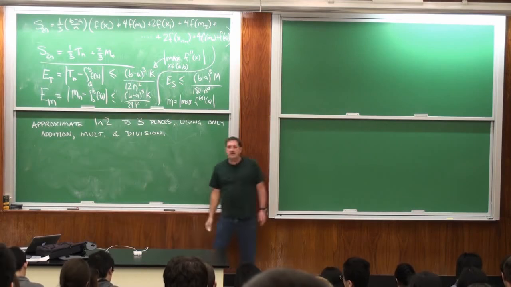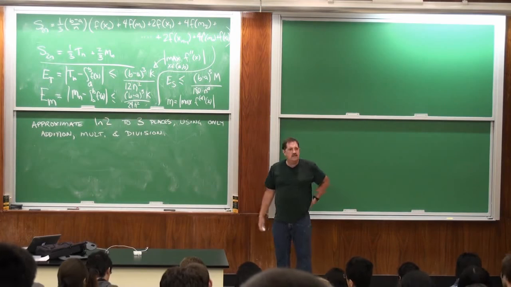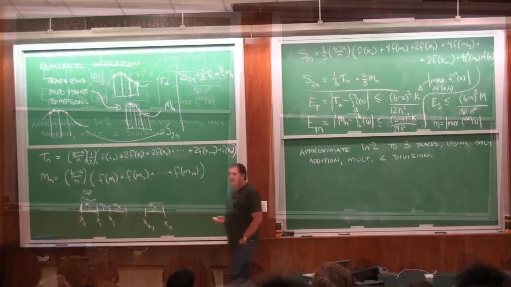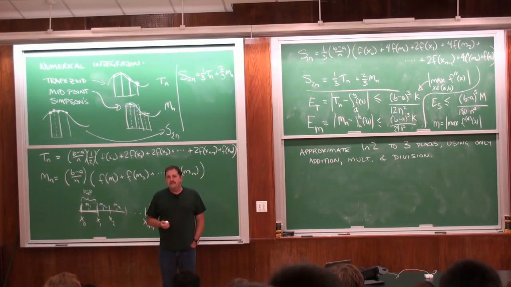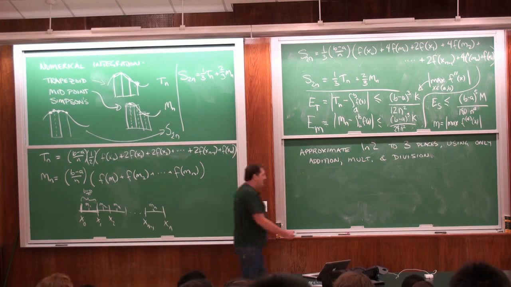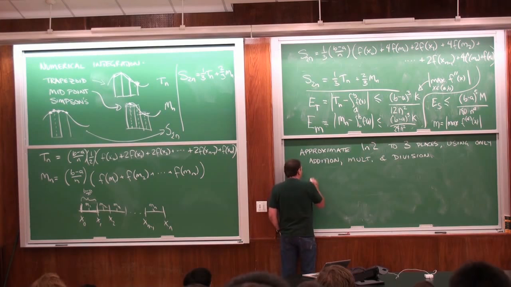I can only use addition, multiplication, and division. I guess I could subtract if I need to, but that's really addition. And I want to calculate the log of 2 to 3 places. What do I do? Nobody knows? It's impossible? I take out my calculator? Right. 1 to 2. I get a problem.